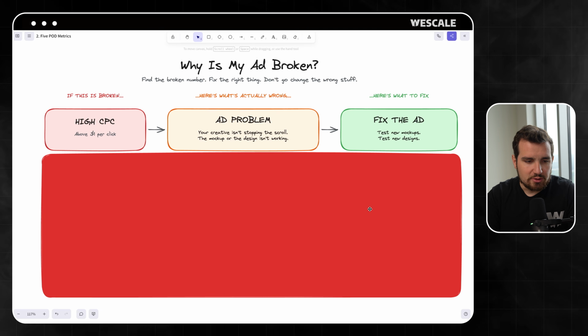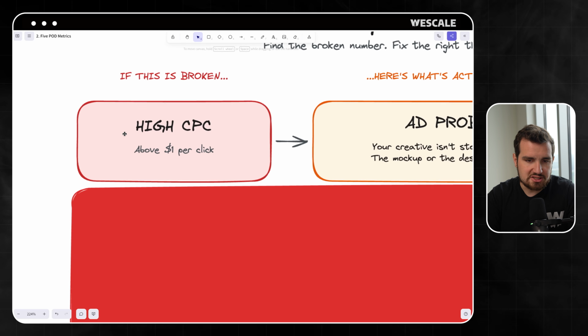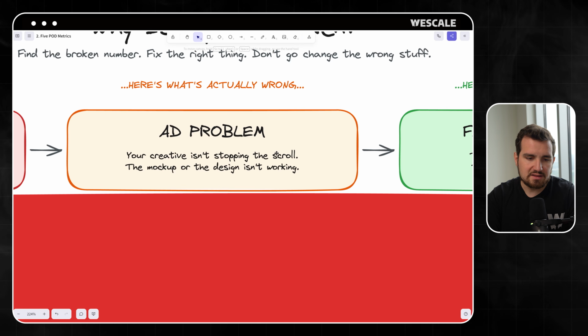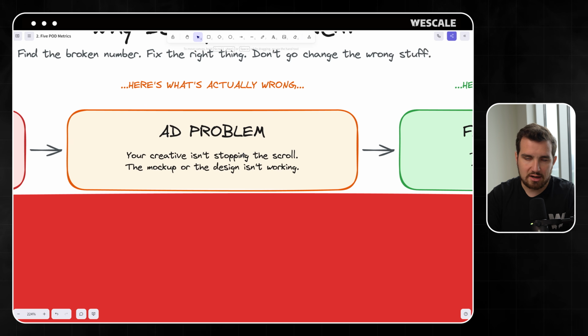Thank you. So the first thing is, if this is broken, say we have a really high cost per link click, we're averaging above $1 consistently. The thing that's actually broken is your creative isn't stopping the scroll, and we're not giving people a reason that they have to click right now.